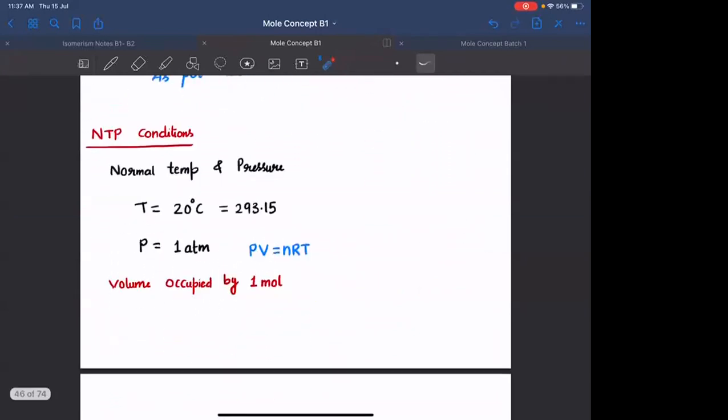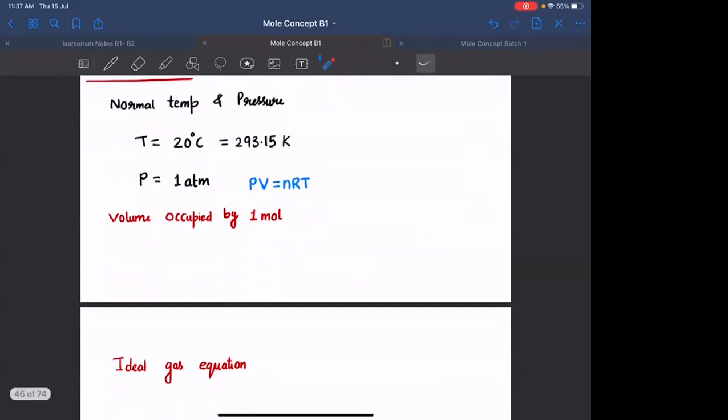Okay. Next, you will also see some other condition called NTP condition. NTP indicates normal temperature and pressure. The normal temperature, we take that as 20 degrees C, which becomes equal to 293.15 Kelvin. And the pressure, we take it as 1 atmosphere. Normal pressure, we take that as 1 atmosphere. So calculate the volume occupied by 1 mole at NTP. Calculate this volume, everyone.